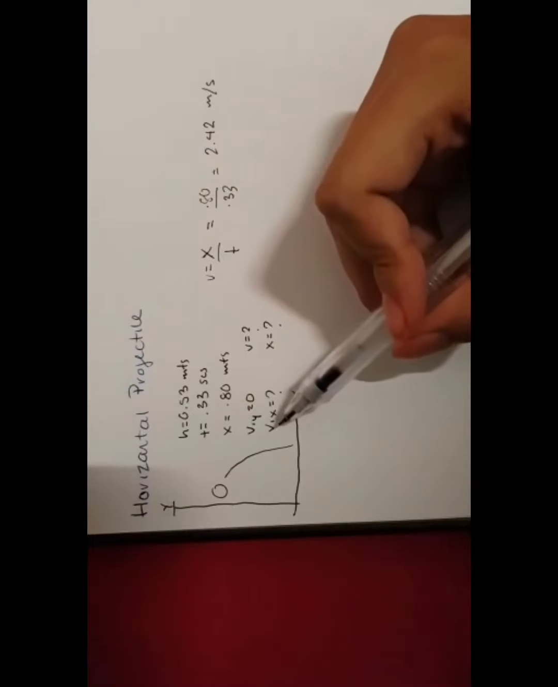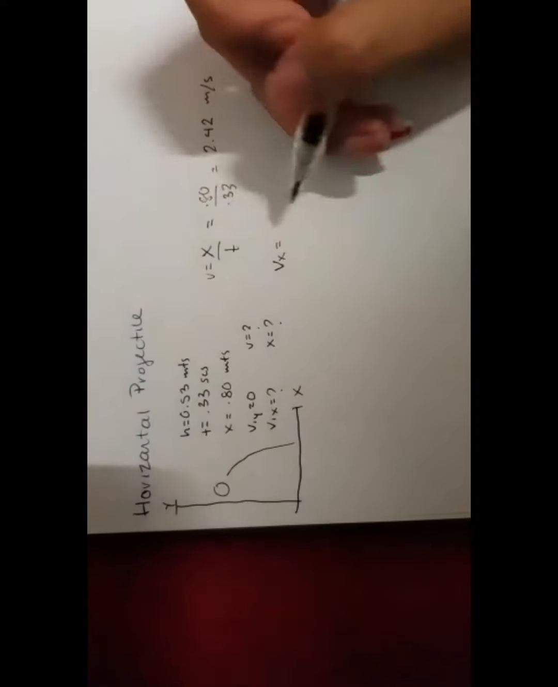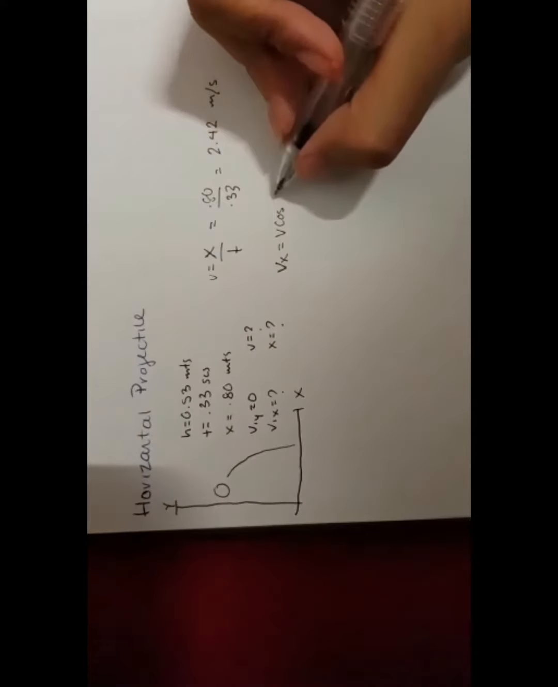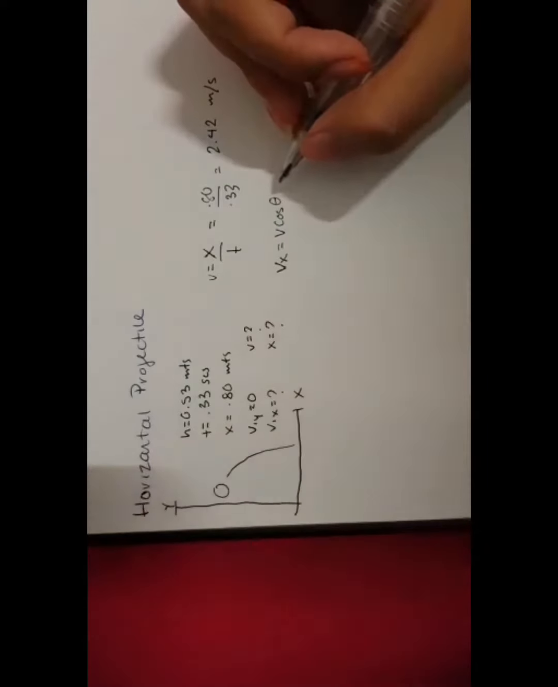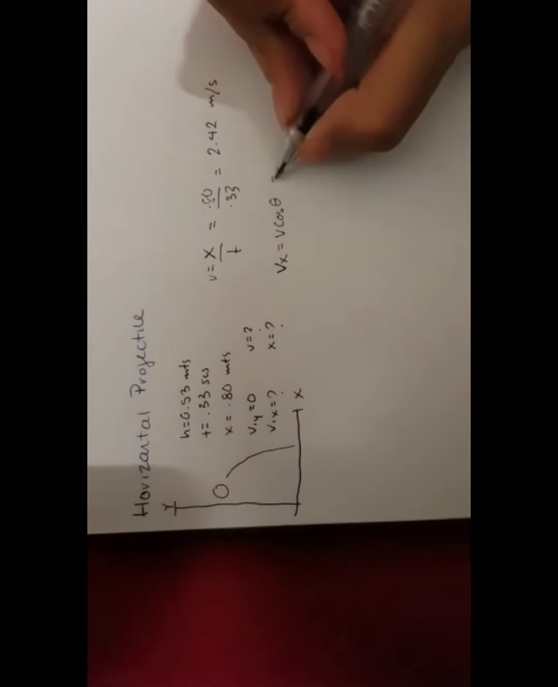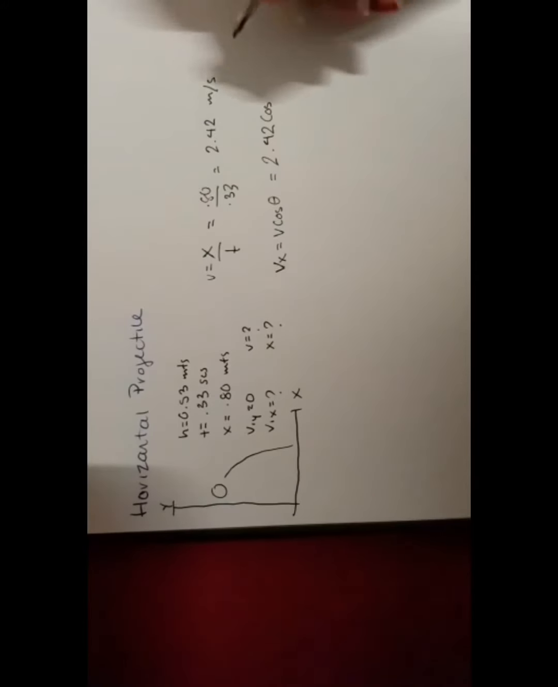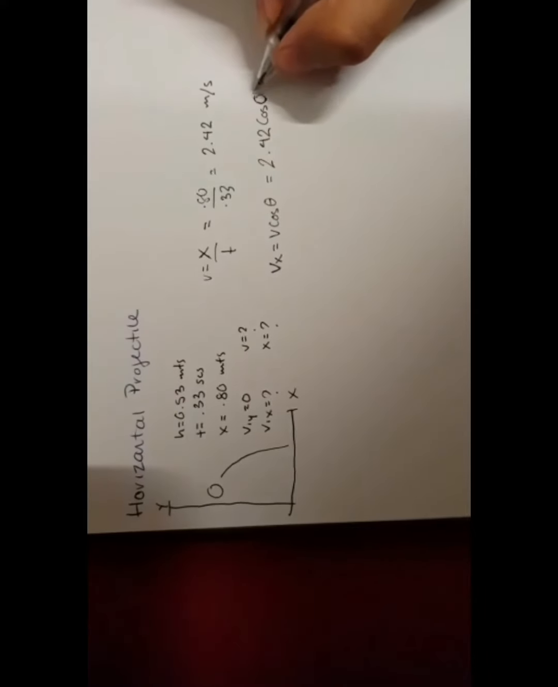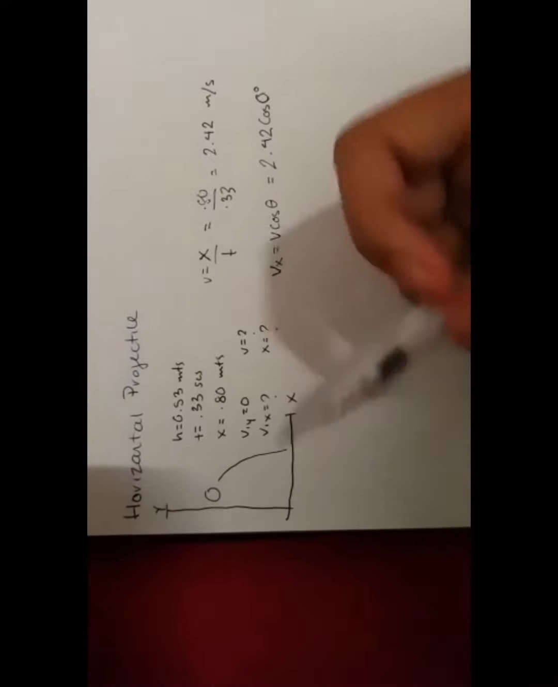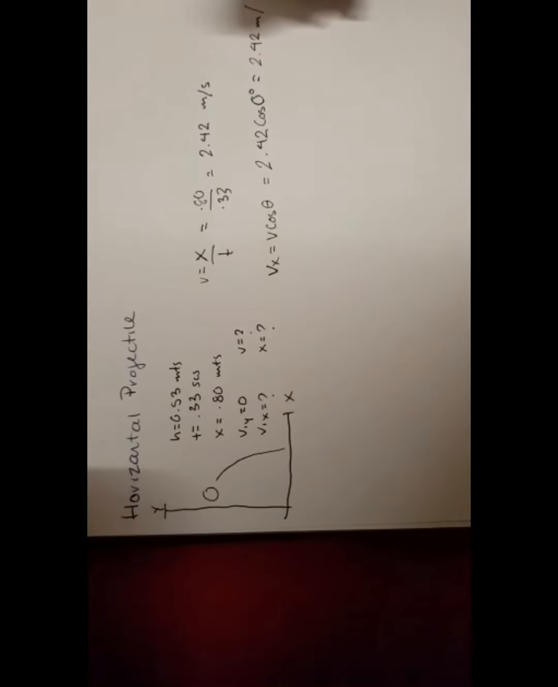And we have to find the initial velocity of x, and that is velocity on x is equal to velocity times cosine times the grade. Then we substitute, which is equal to velocity 2.42 times cosine of the grade, which is 0 grades, because it's at this angle and we got 0 grades, and the result for that is 2.42 meters per second.